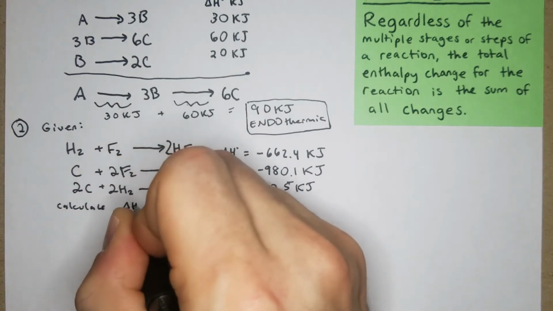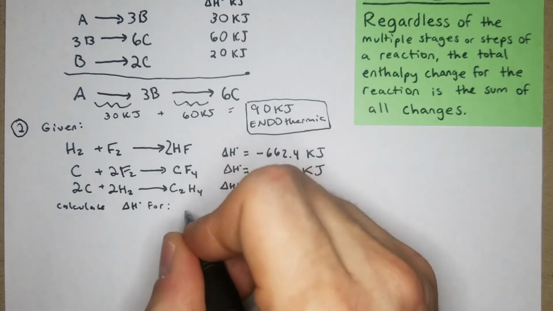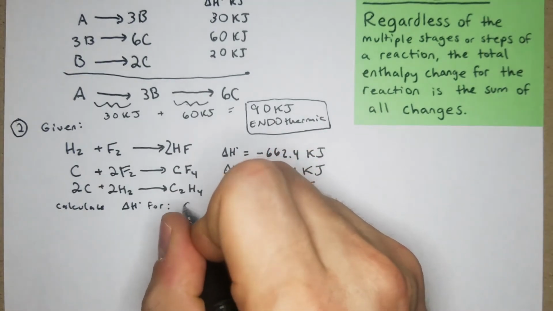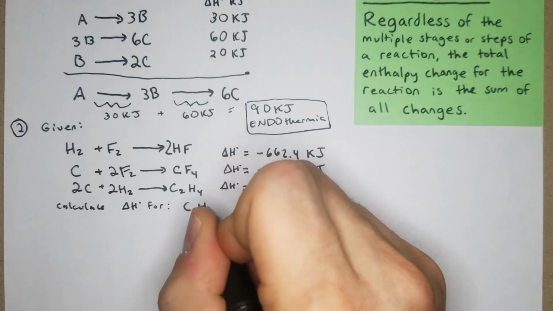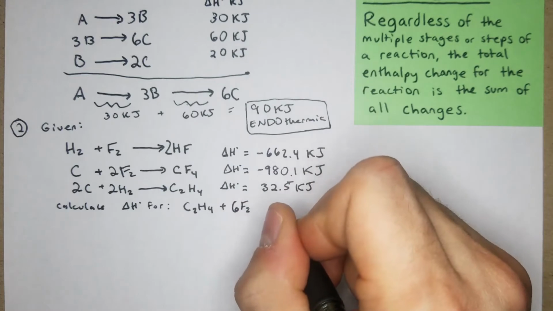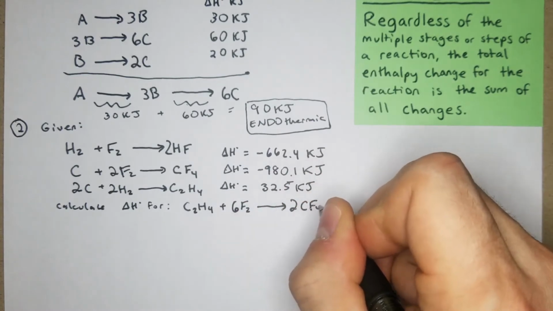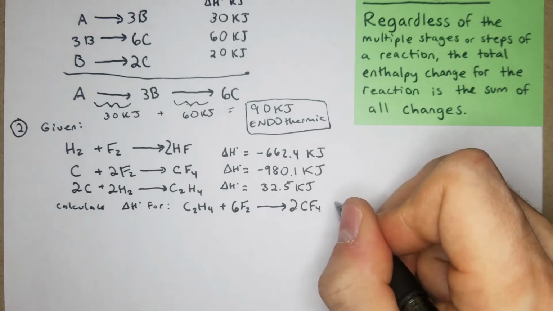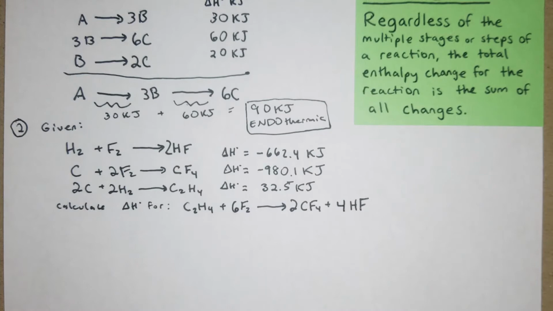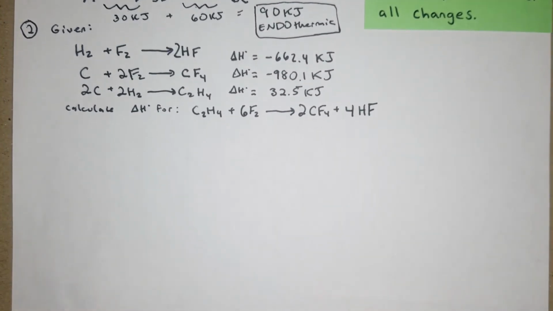calculate delta H for C2H4 plus 6F2 yields 2CF4 plus 4HF. So right off the bat, that's a much trickier question that we have.